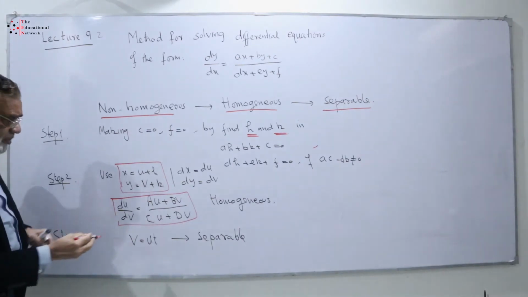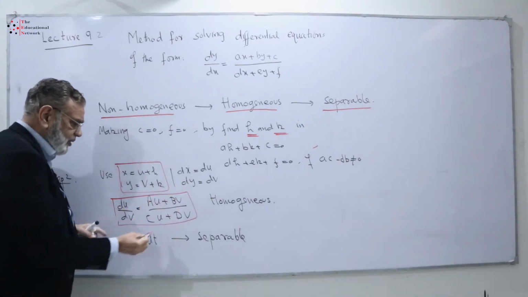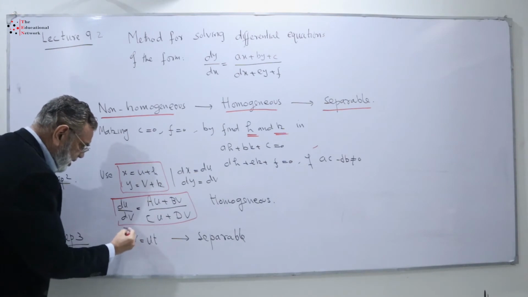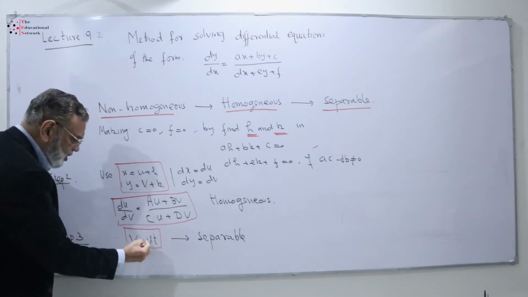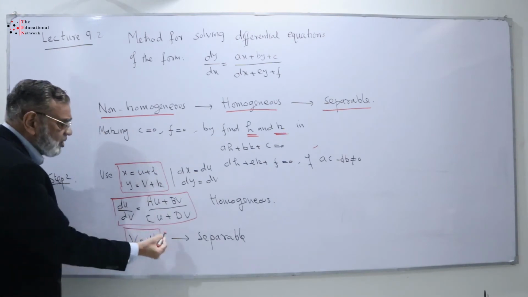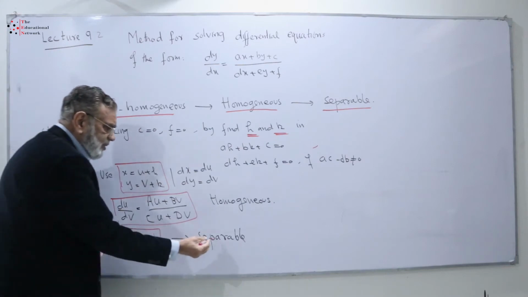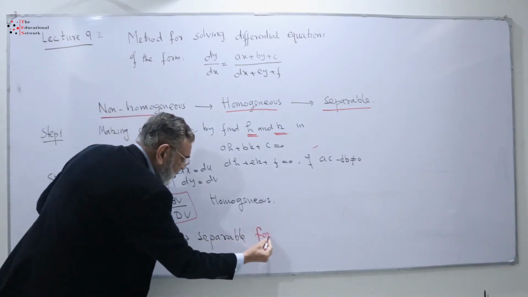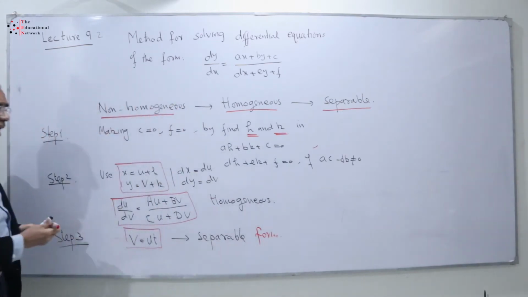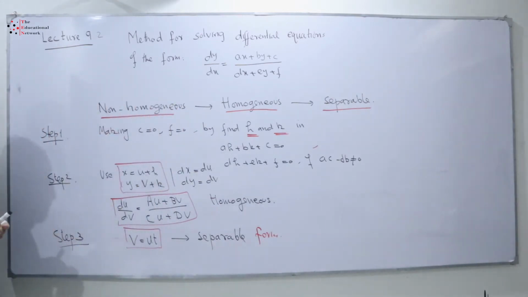Now in this homogeneous equation, because the degree is 1 everywhere, we can make the change of variable u = vt or v = ut, any one of them. Then this becomes a separable form. When we have the separable form, we integrate both sides and we get the result. I will explain with the help of an example.